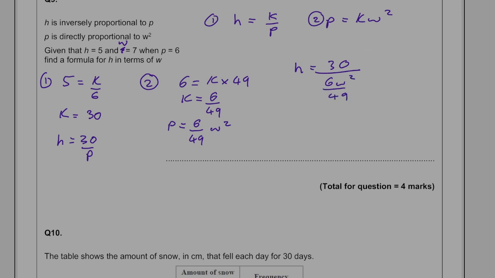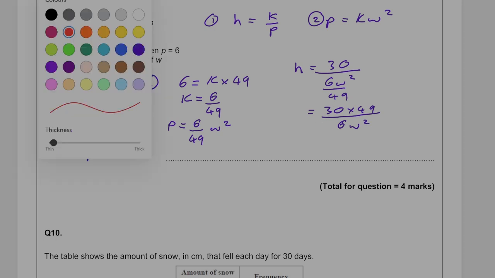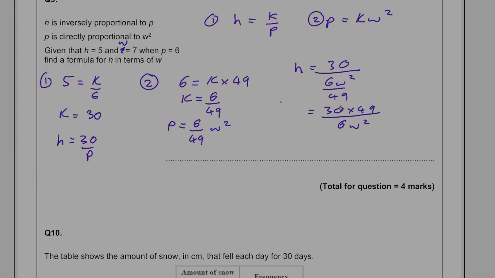So we times, so that becomes 30 times by 49 divided by 6W squared. I'm going to tidy that up a little bit first of all. So let's change pen color for that. I'm going to say that 30 and 6 are both divisible by 6. It will go 5 times there and once there. So I just need to do 5 times by 50 times by 49.